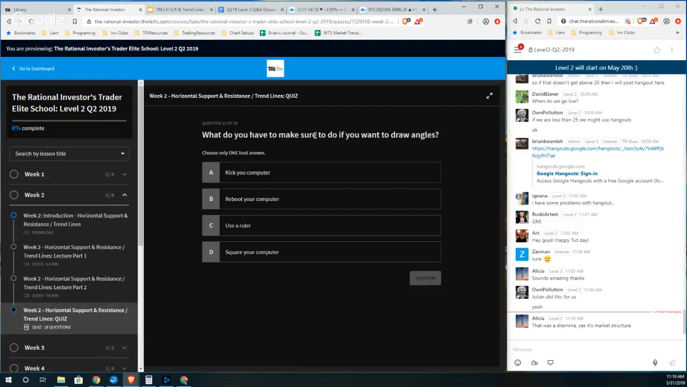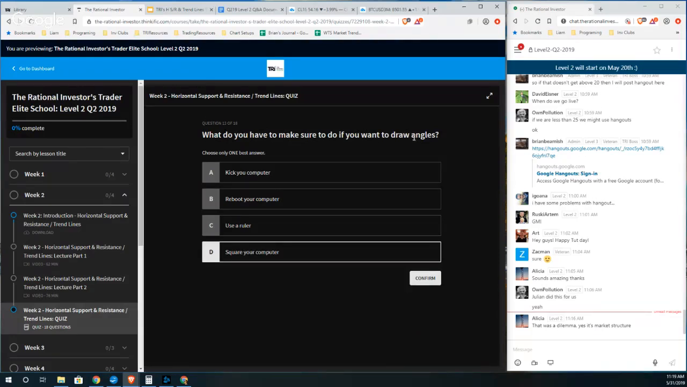Okay, what do you have to make sure to do if you want to draw angles? It's interesting using TradingView over the past 4 or 5 years. This has been an ongoing battle with TradingView. You guys are actually really lucky now because there's a whole bunch of built-in tools on TradingView to square and scale your charts correctly. There never used to be, and man, this used to be a major headache.